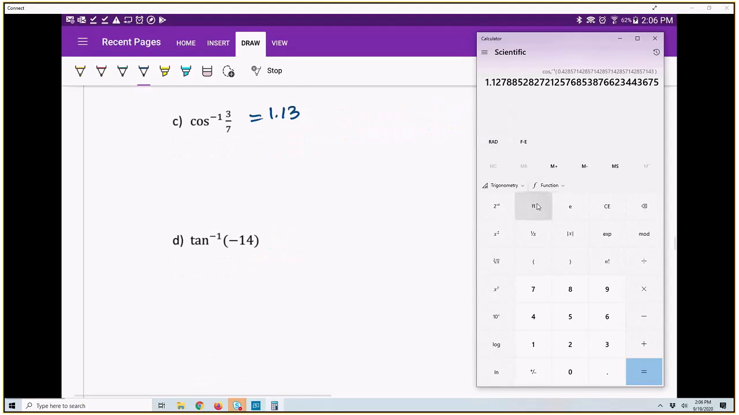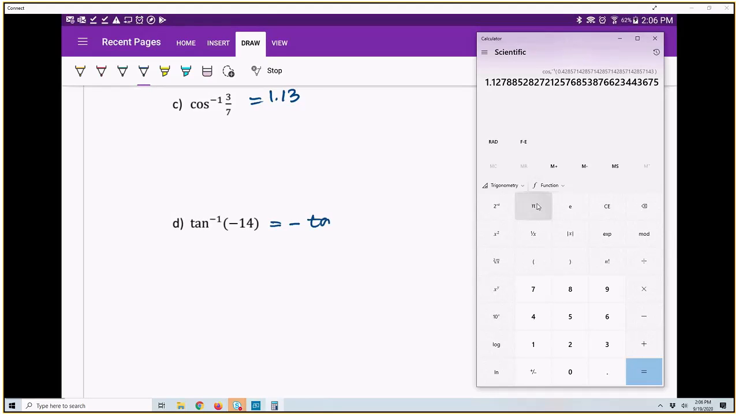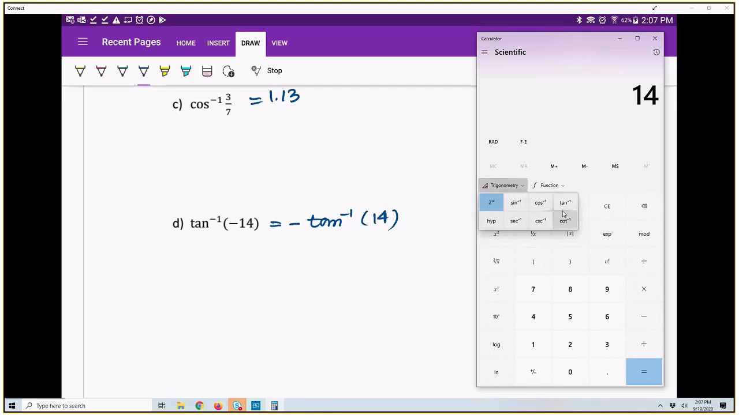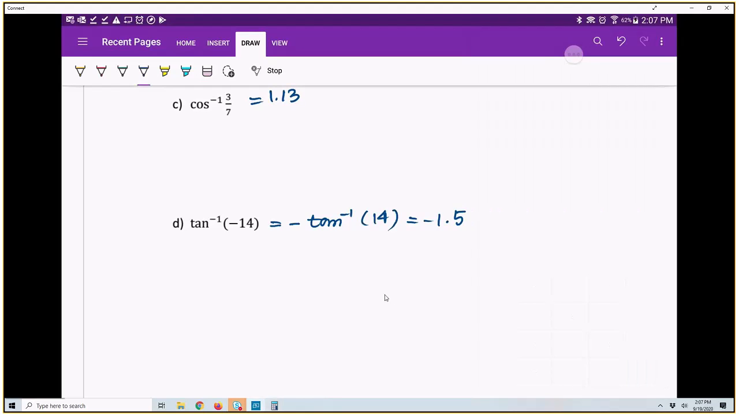Tangent inverse of negative 14. It's negative, so first thing first, you take this minus out and write it as tangent inverse of 14. And then find tangent inverse of 14 in your calculator. So 14, and then I go to trigonometry, second function, tangent inverse, and the answer is minus 1.5 rounded to 2 decimal places. So that thing is pretty simple.